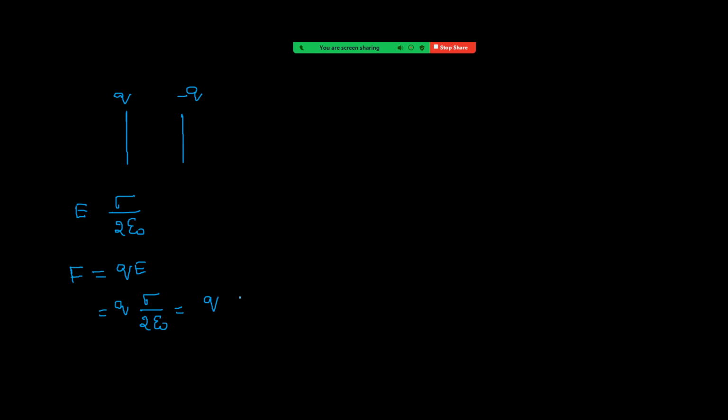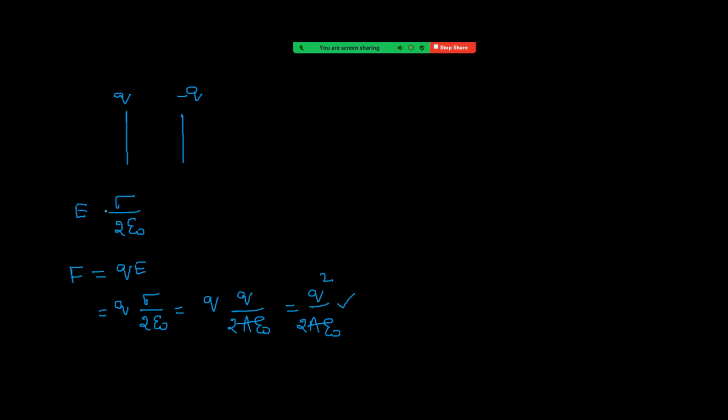So Q only, E value sigma upon 2 epsilon naught. In the place of sigma, I can write Q by A. So Q by 2A epsilon naught, and that becomes Q square by 2A epsilon naught, right? So this is the force between the plates, meaning the force by the positive charge on the negative plate or the force by the negative charge on the positive plate. This is now a force of attraction because one is minus and one is plus. It is just like a small problem, right? F equal to Q into E, with E the value because of one plate.